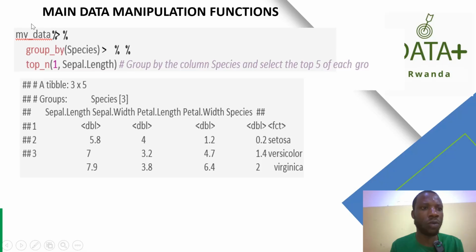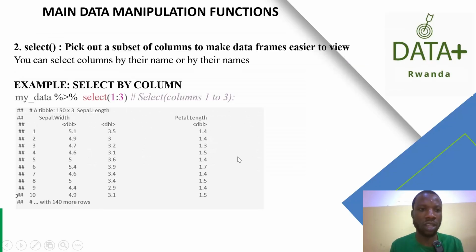Let's say I'm looking at my data and I group it by species and select the top one observation in sepal. That's what we are trying to do. So it is going to look at the species, grouping the column species, and select the top five of each group. But this is not top five, it is top one. So if I put top one, for each species it is going to bring the highest among the highest. That's what it means.